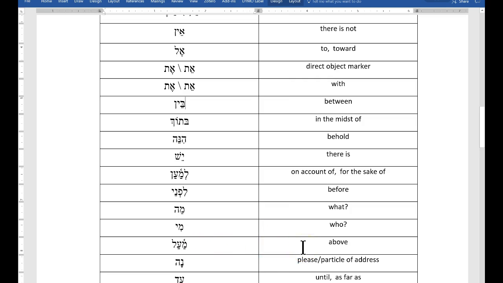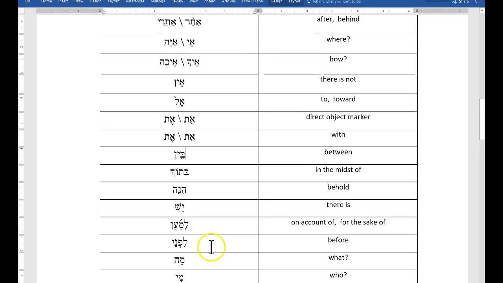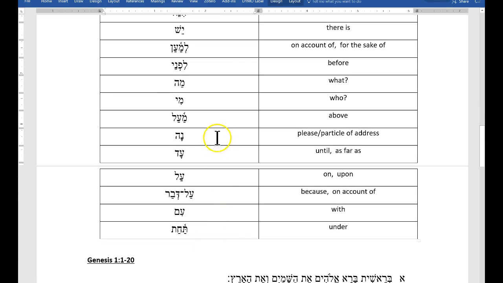Ma'al is above. That occurs in Genesis 1-2. We've seen it. Na is a particle, and most grammars will tell you to translate it "please." That's an English approximation, but the word "please" doesn't always work. But it is a strange little word, and it occurs in lots of cases of direct address. So you're going to have to figure out exactly how you want to do that. It comes after the word, at least as I've seen it.